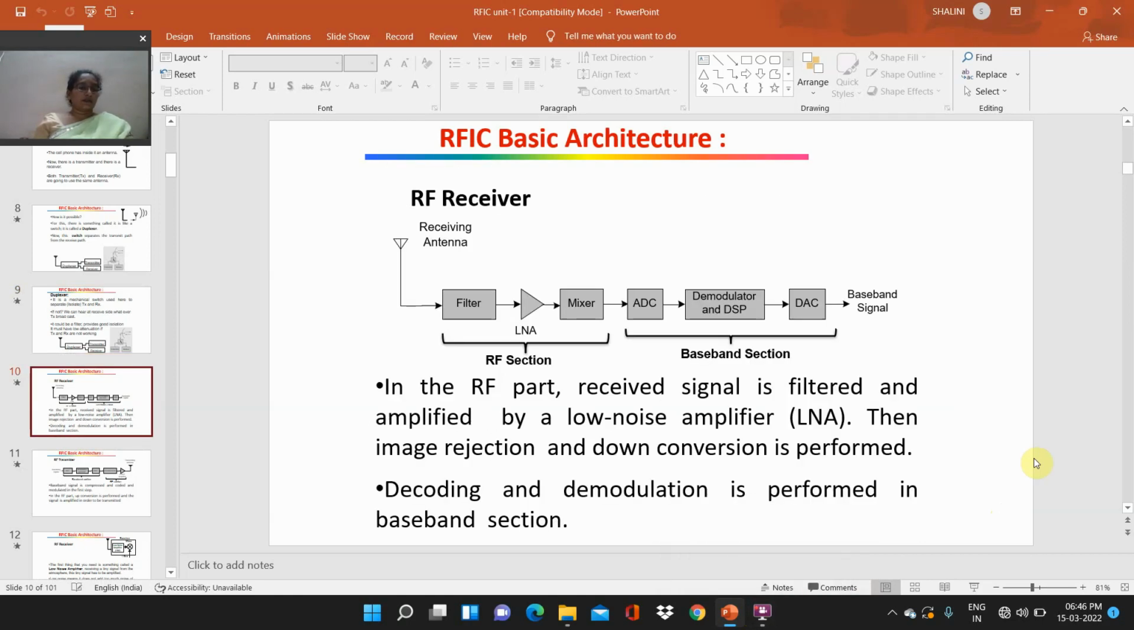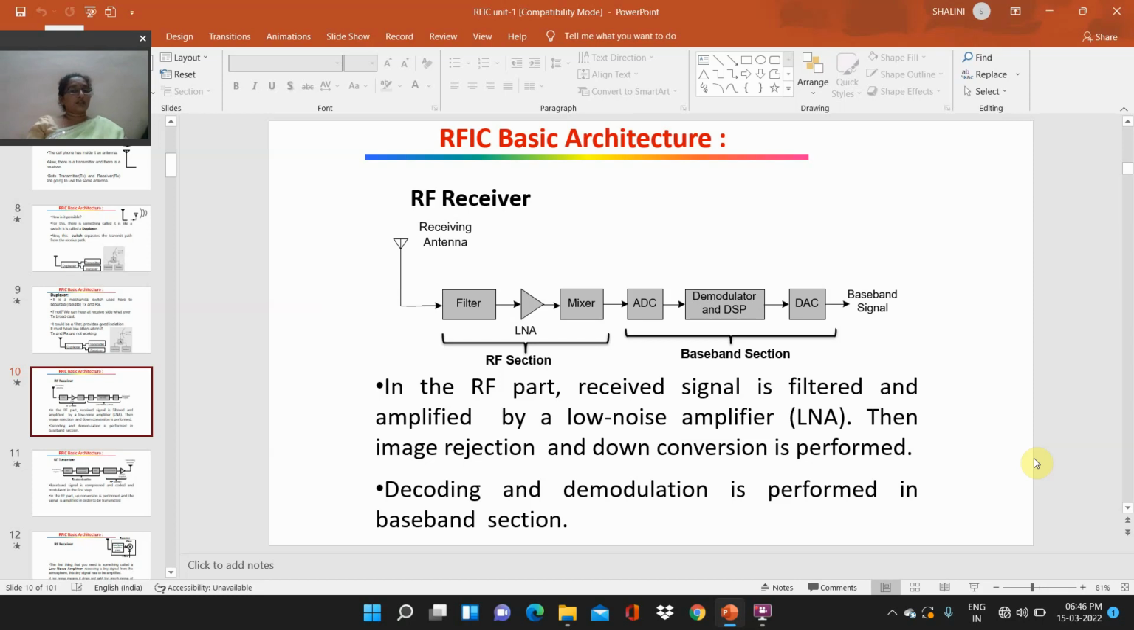Next, RF receiver. Here is the RF receiver block diagram. The RF receiver consists of mainly two sections, the RF section and the baseband section. So what is the RF section? The RF section consists of a filter, low noise amplifier and mixer. The baseband section consists of an A to D converter, demodulator and DSP, and again a digital to analog converter, and that signal will be allowed as the baseband signal.